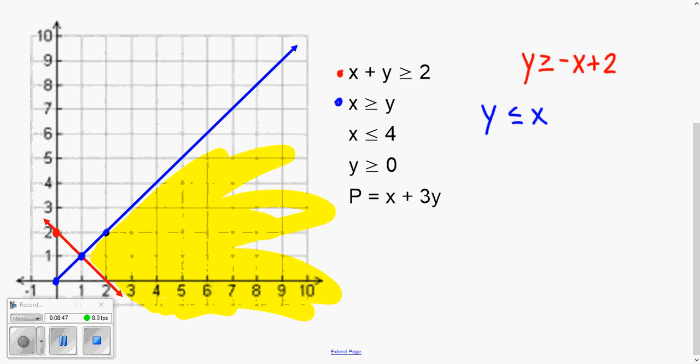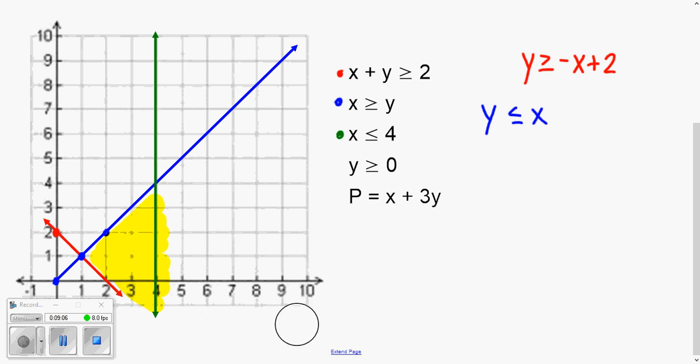The next constraint that I see, I haven't used green yet, x is less than or equal to 4. If you have just an x, that's a vertical line, and we want it to be less than that line, so I don't want to include anything on this side. And get rid of all of this shading on the right. Those values are not less than 4. So now my feasible region's getting much smaller.